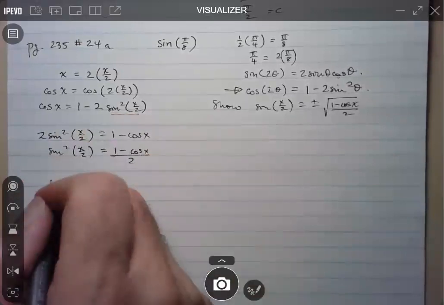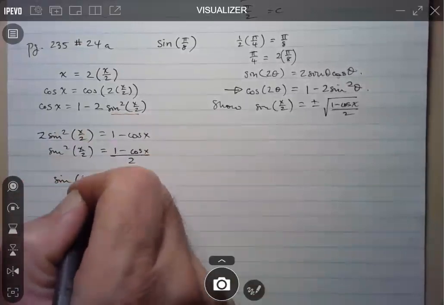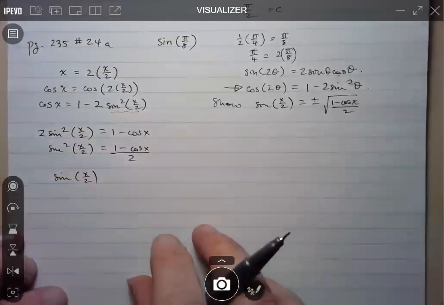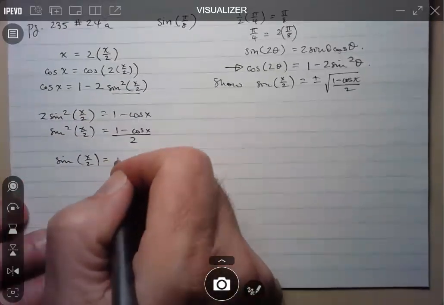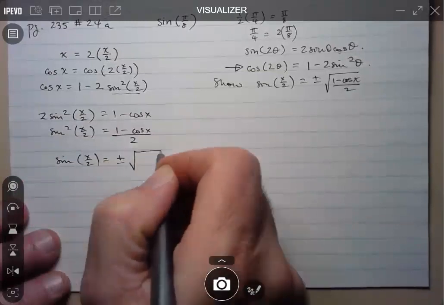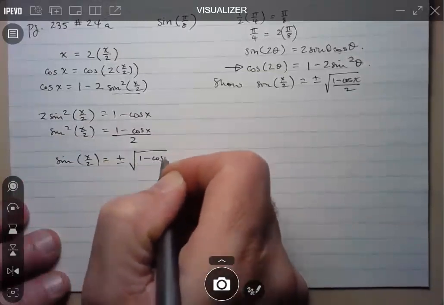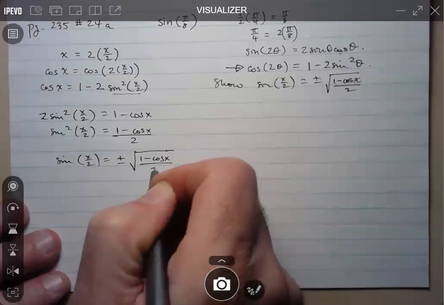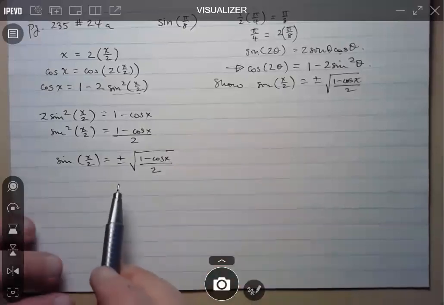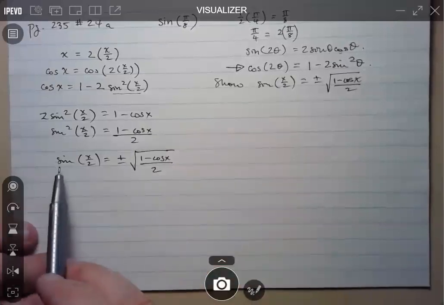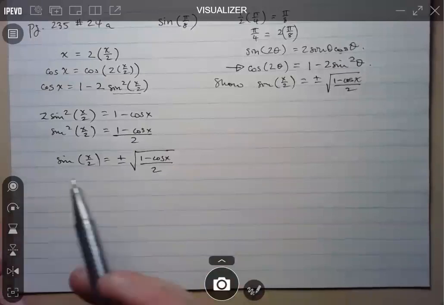And now lastly, I'm going to take the square root of both sides. Okay, but in taking the square root, I realize that I can take both the positive or the negative square root. And what we've done here is we found our formula. Okay, but of course, the sine of any angle can't have 2 answers.